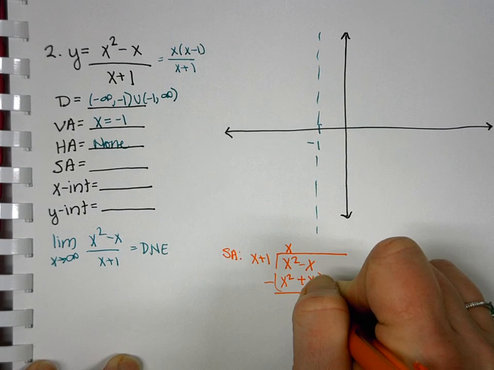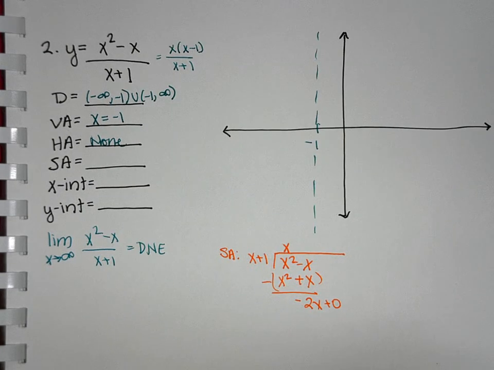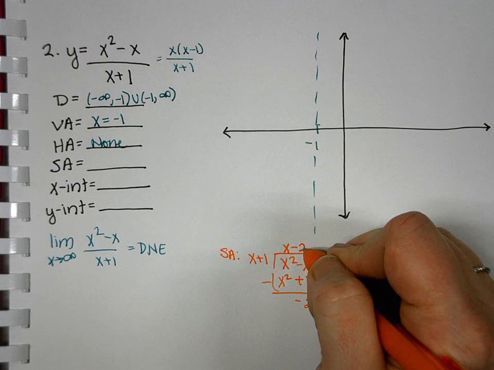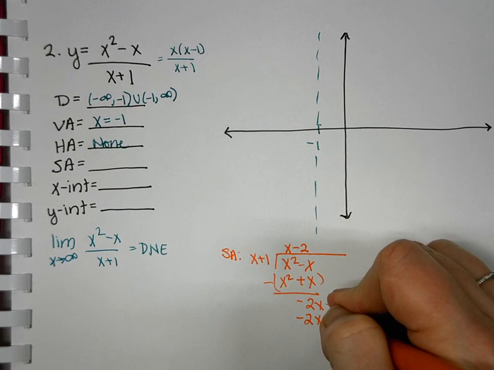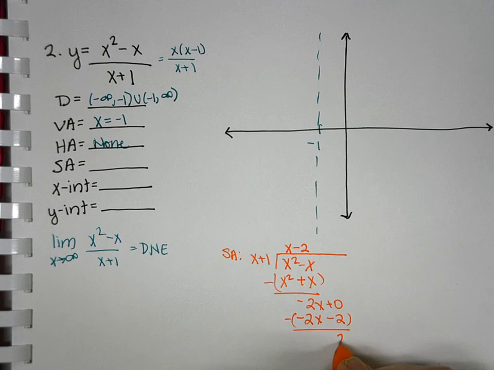We get -2x. There's nothing to bring down, so I'm just going to bring down a 0. So then we have -2. And so we get -2x minus 2. We subtract, and we get a remainder of 2.